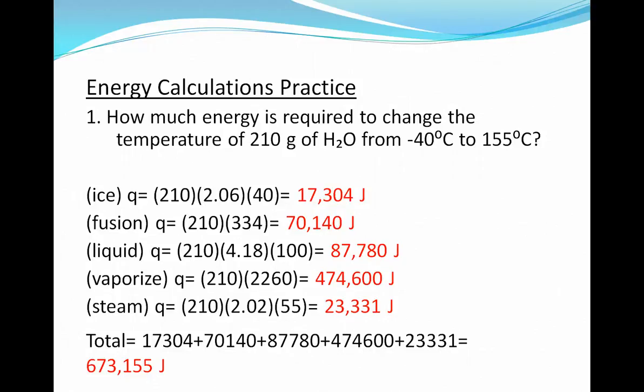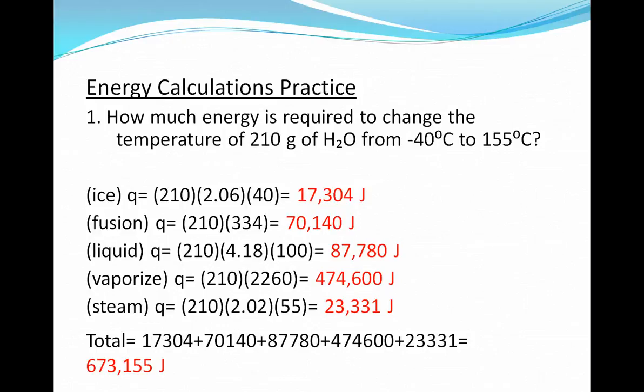there's no phase change, so you use Q equals mc delta T. You know your mass, you know your C value for liquid is 4.18, and your delta T is 100 minus 0, so you get 87,780 joules of energy. Vaporization is a phase change, so you use Q equals m delta H, so you know your mass, and 2,260 is delta H for vaporization. You get 474,600 joules of energy.